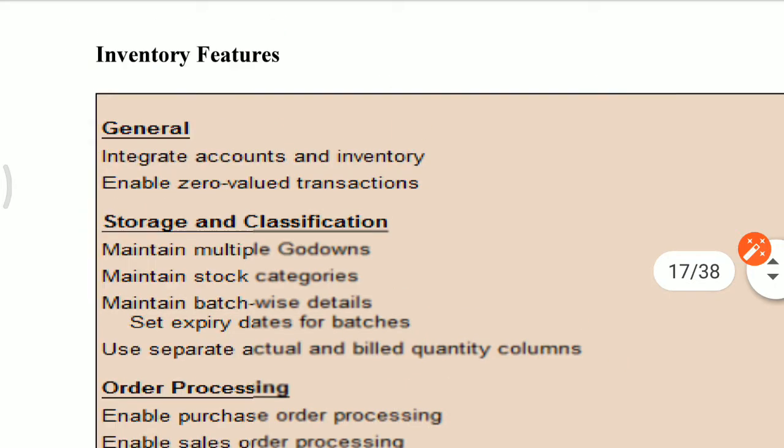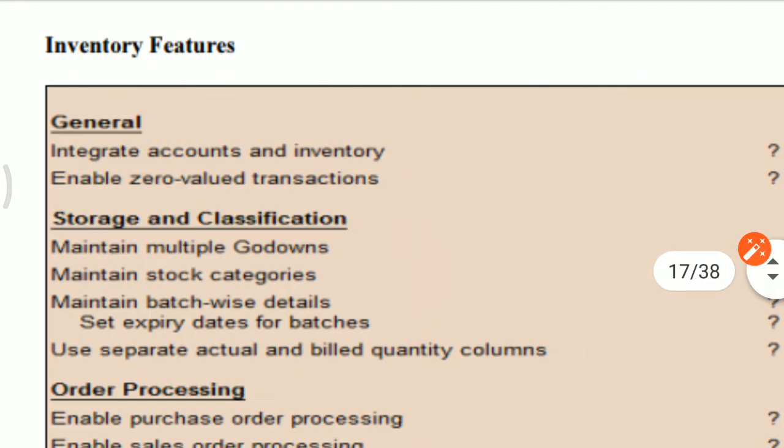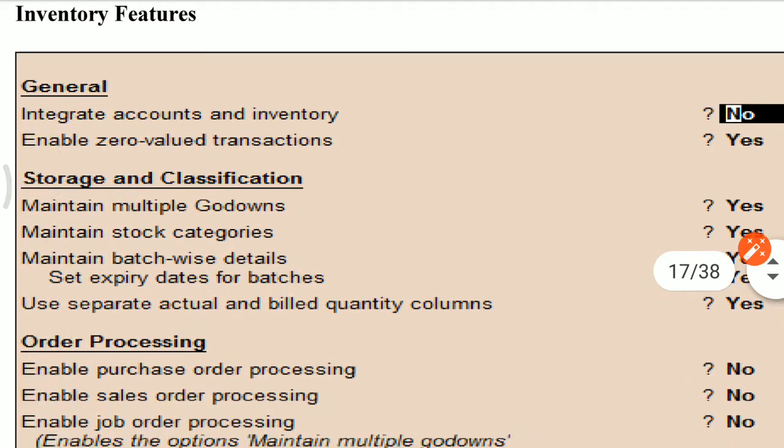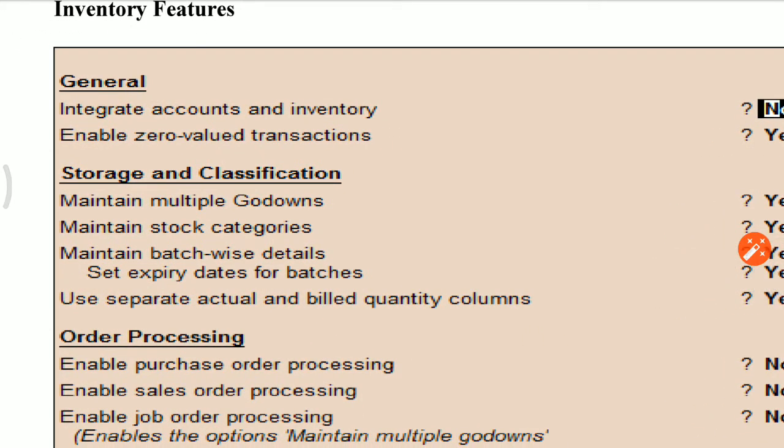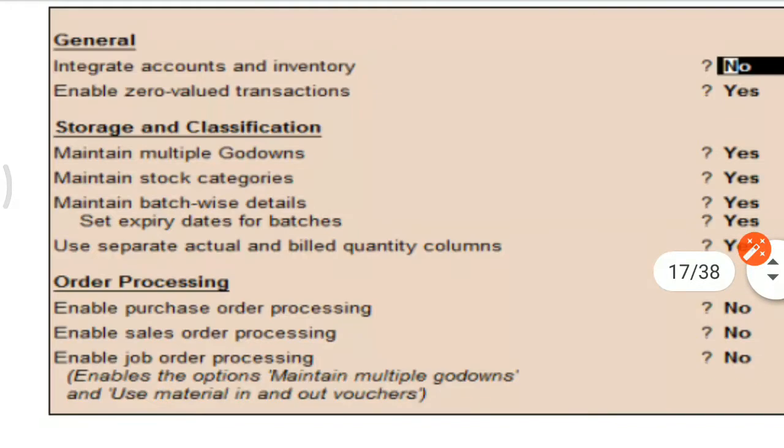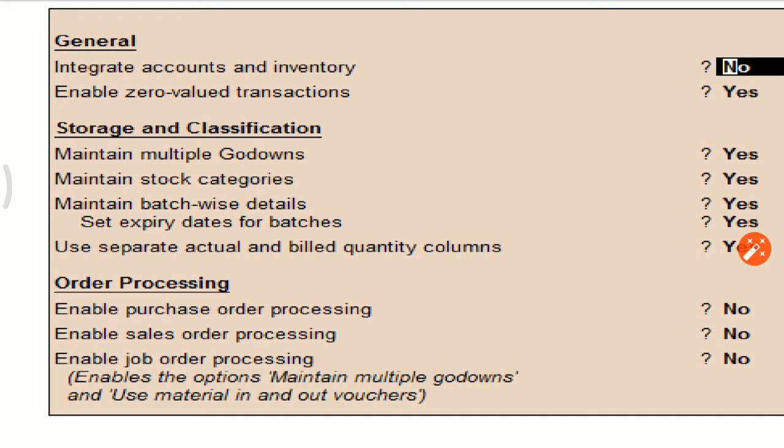Inventory features. Integrated accounts and inventory, generally this option is no. Enable zero value transaction, yes, you can do this in inventory also. Enable zero value transaction means that when goods move from one branch to another branch but you don't know the exact value, you can just book the normal entry without putting an amount, because you don't know how much quantity is transferred from one godown to another godown. Then this option is very good. Storage and calculation: multiple godowns activations, stock categories, batch-wise. Friends, don't activate too many options. Okay, only select batch-wise.